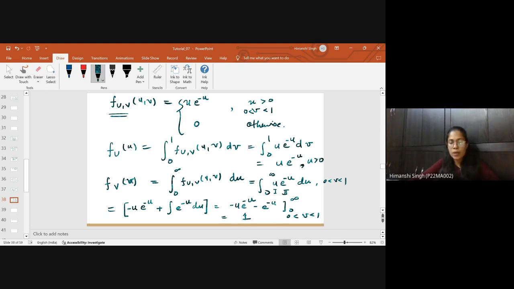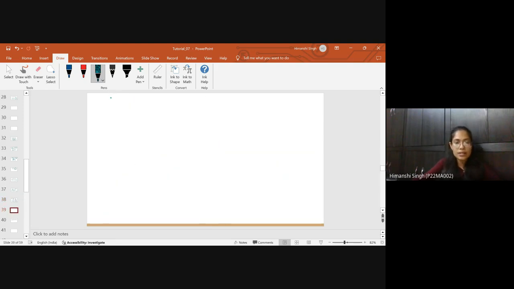Now if I find the product of both of them, it is u e to the power minus u for u greater than 0 and v between 0 and 1, which is nothing but the joint density. So, since f_{U,V}(u,v) is equal to f_U(u) times f_V(v), this implies u and v are independent.